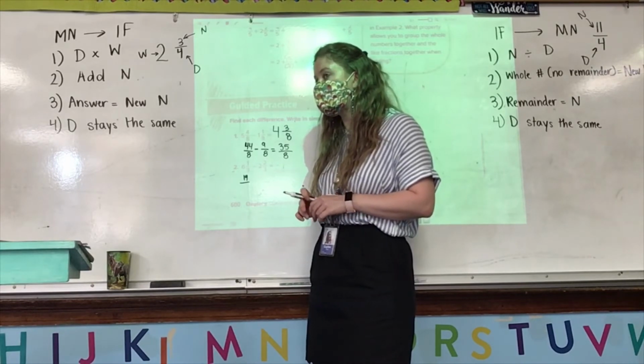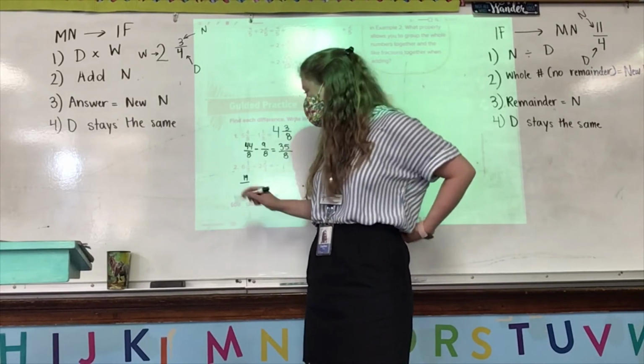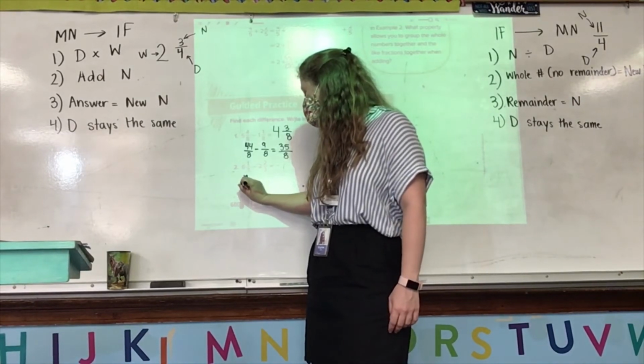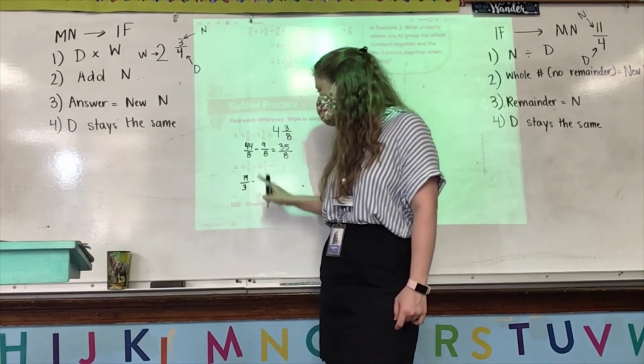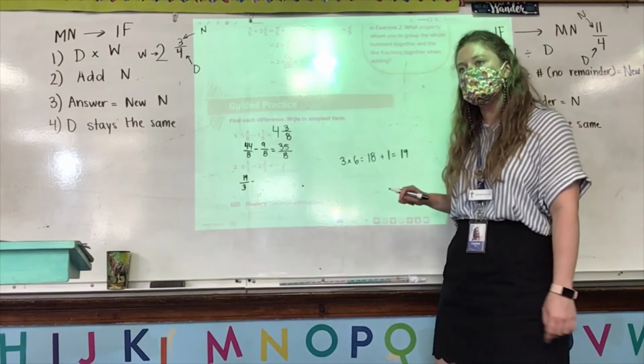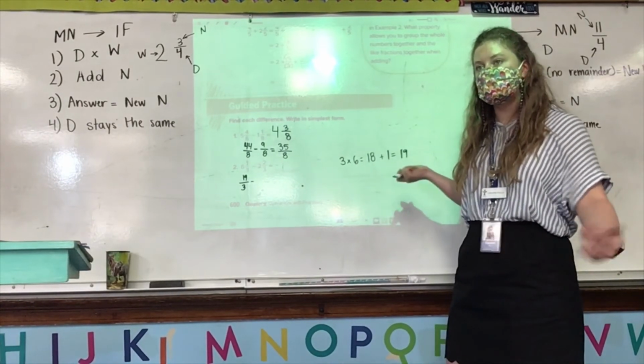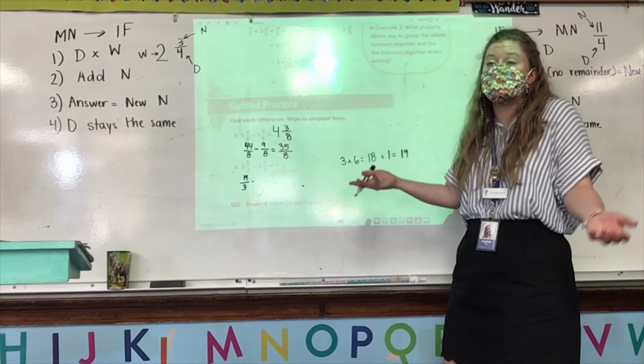What happens to the denominator? It stays the same. So our denominator is? 3. Okay? Now, do we do anything different to the subtrahend? Do we do it a different way? No, we do it the exact same way.